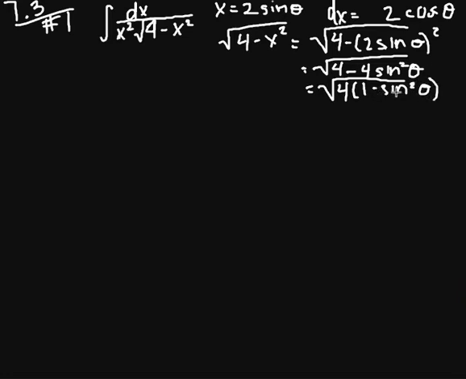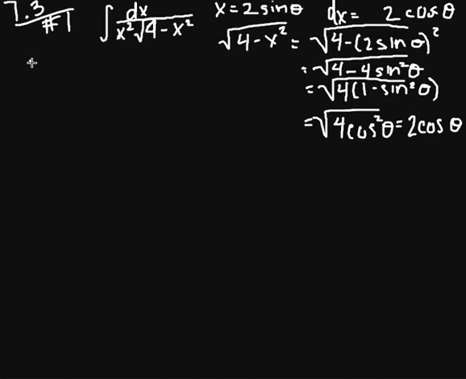Now, we know from our trig identities that 1 minus sine squared theta is the same as cosine squared theta, which we can take the square root of. So I'm going to sub this out for cosine squared theta. So this is going to equal the square root of 4 cosine squared theta, which when we take the square root of, we get 2 cosine of theta. So now we have all the parts that we need to go ahead and solve this integral.